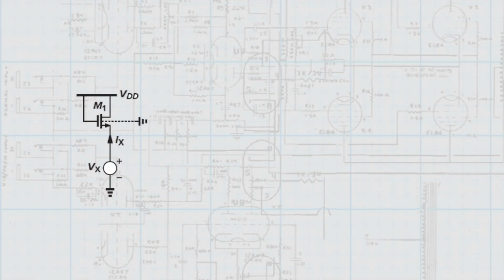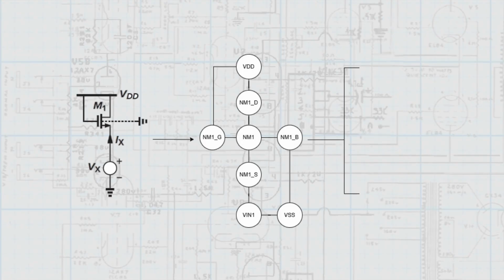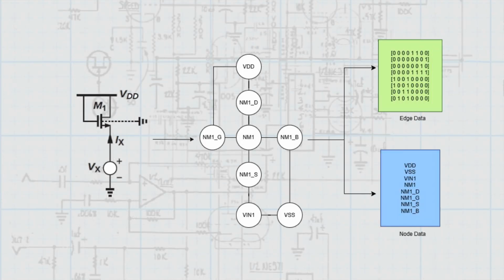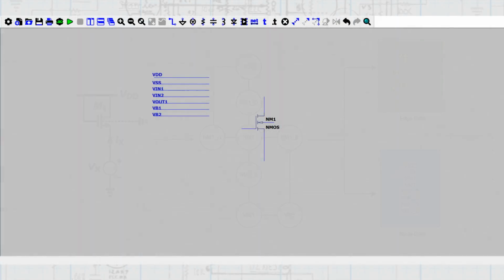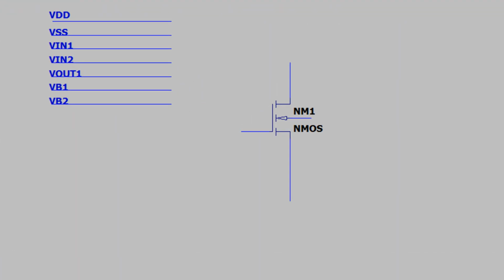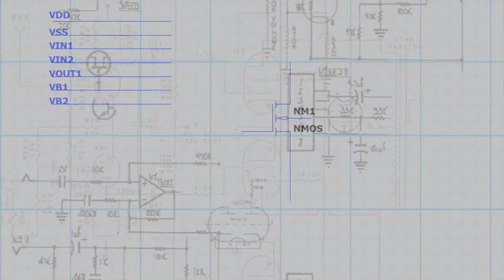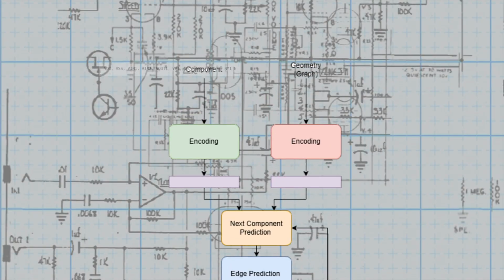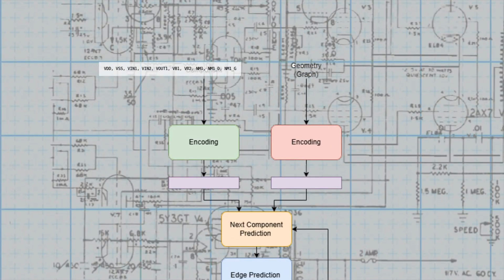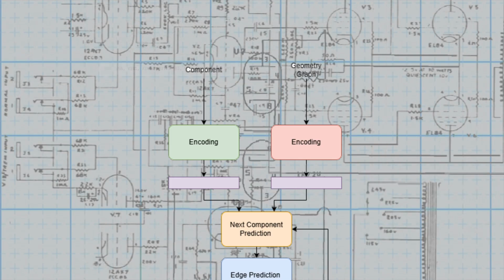We represent circuits as graphs, where components are nodes and wires are edges. For this demonstration, we begin with an incomplete circuit containing only a single NPN MOSFET. This partial circuit needs to be completed. Here's where our transformer-based model comes in. It analyzes the existing components and connections and predicts what should be added next.